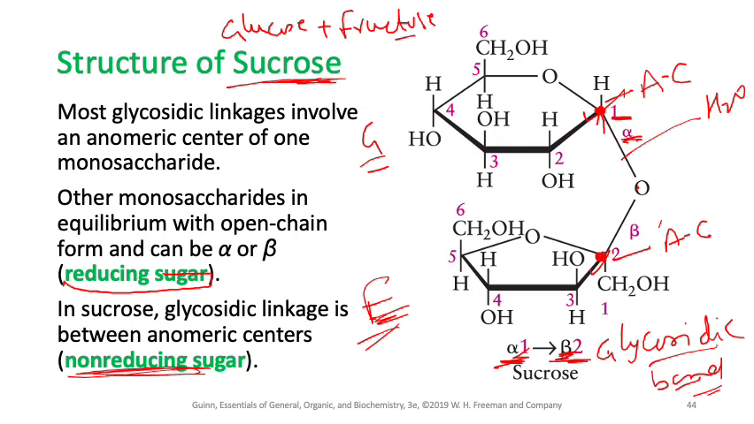So just remember this thing, because there is no anomeric carbon that is freely available, because only the anomeric carbon are in equilibrium with the open chain. But in this case, these are involved in the bond formation. That's why sucrose is a non-reducing sugar. So remember this thing. And which kind of bond you have? Alpha 1 beta 2 glycosidic bond.